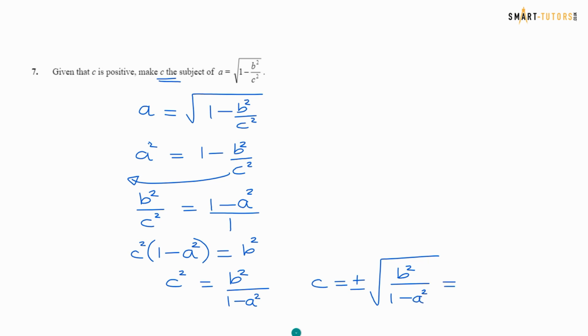They already say C is a positive number, so a negative value is not possible. The square root of B squared is B, over the square root of 1 minus A squared. We are only considering the positive, not negative. That is the answer for C.